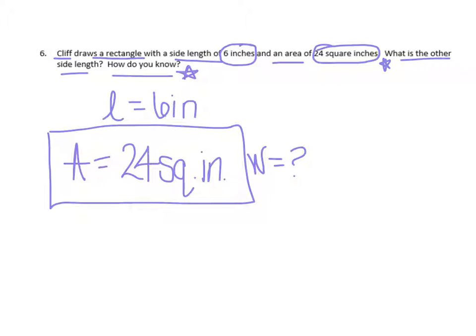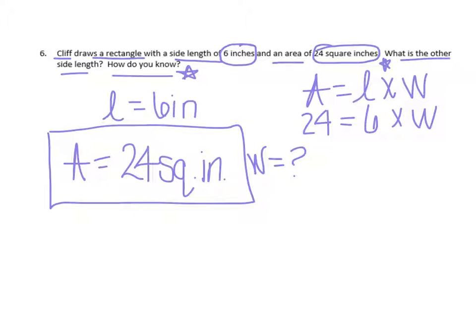So how would I figure this out? What formula do you know about area that can help you? So I know that area is equal to length times width. So now what I'm going to do is I'm just going to put the numbers in for what I know. I know the area is 24 square inches. I know the length is 6, but I'm not sure what the width is, so I'm going to leave that as W. So what would I have to do with 24 and 6 in order to figure out the W?